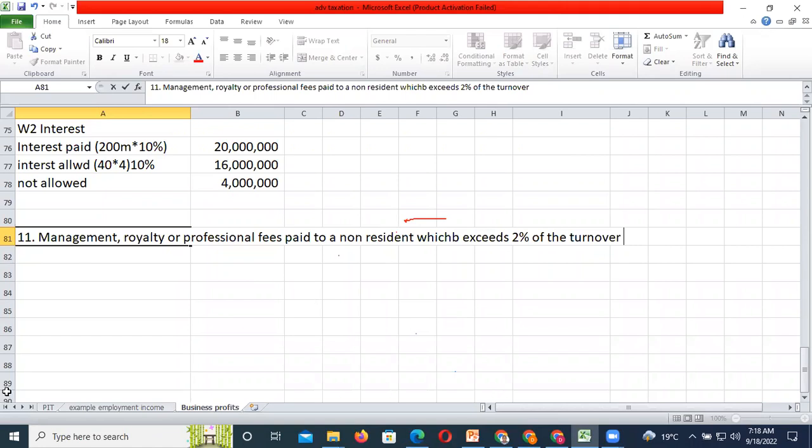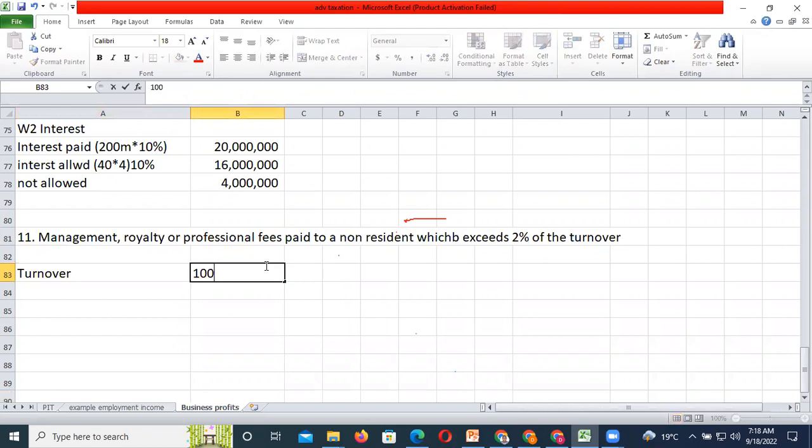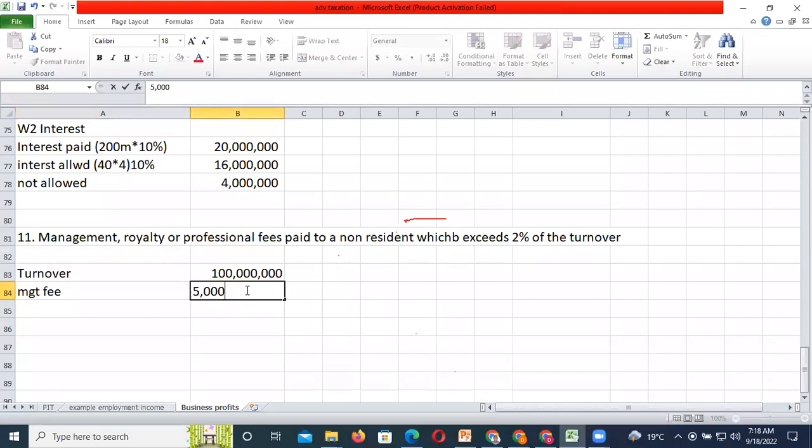Let's say if you are adjusting this, assume that the company made payments of maybe 5 million to a non-resident. That's the important part. If it is paid to a resident, it has no problem. But the important aspect is if it is paid to a non-resident.